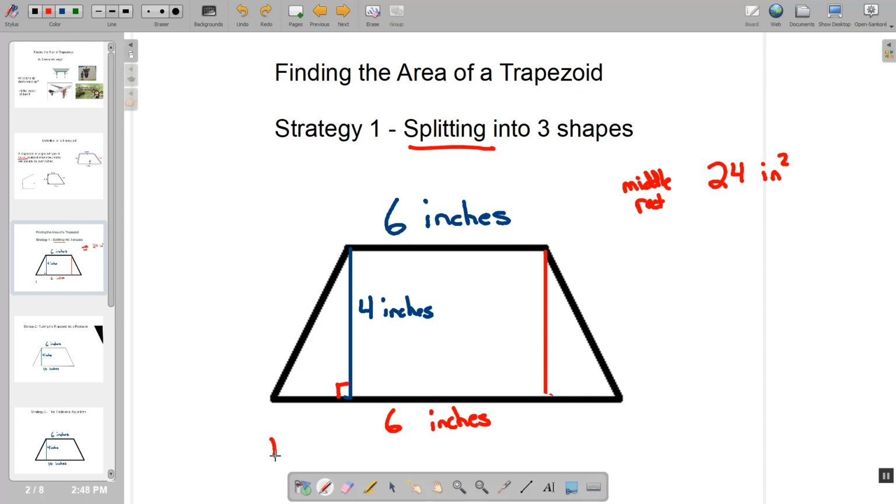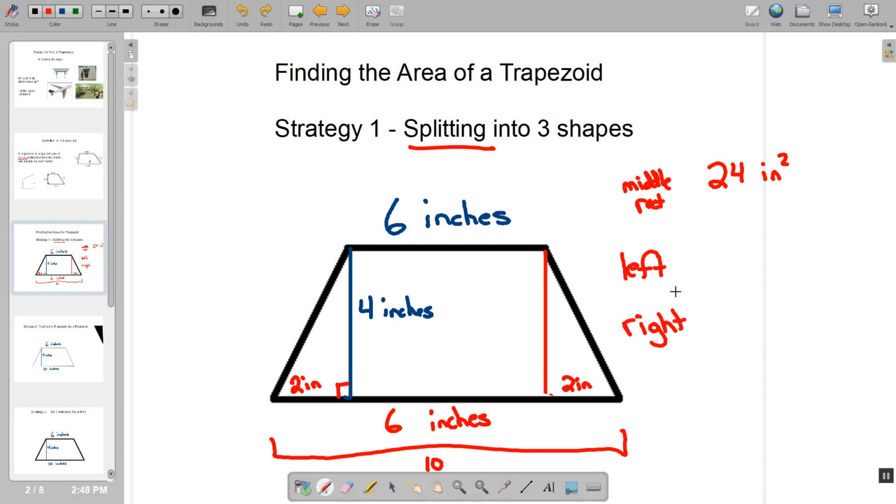But if we know that the total length was originally 10 inches and the middle is 6 inches, that means we have 4 inches left over. And we want to make each of these the same, which would make them each 2 inches long. Okay? 2 plus 6 plus 2 is still equal to 10, so this works. And we can now find the area of each rectangle, or triangle, sorry.